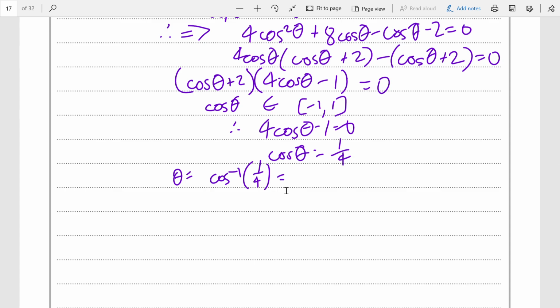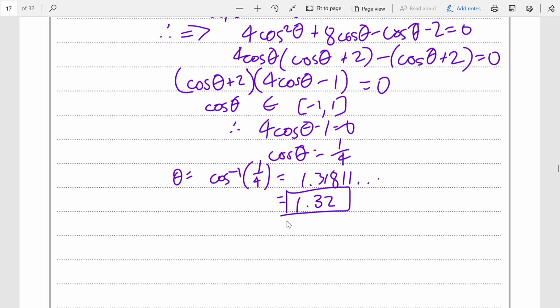1.318, or in this case, well, I'm going to write it out first, and then we are rounding it to two significant figures.